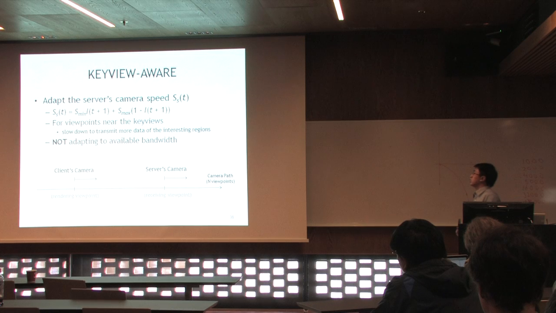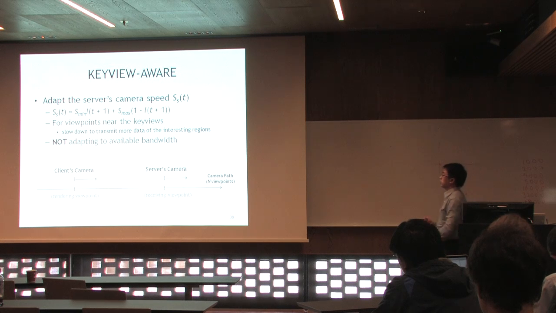Second, we need to adapt the server's and the client's camera speed. First, we need to adapt the server's camera speed to the importance of the viewpoints. For the viewpoints near the key views, the server's camera slows down naturally to have more time to transmit more data of interesting regions visible from the key views. But from the formula, we can see that this formula does not adapt to available bandwidth.